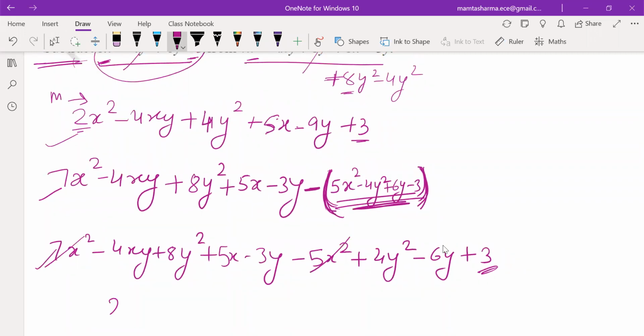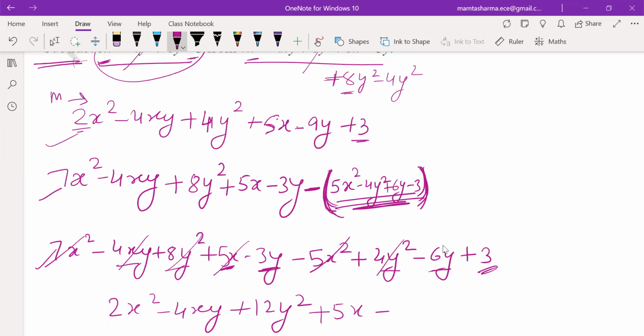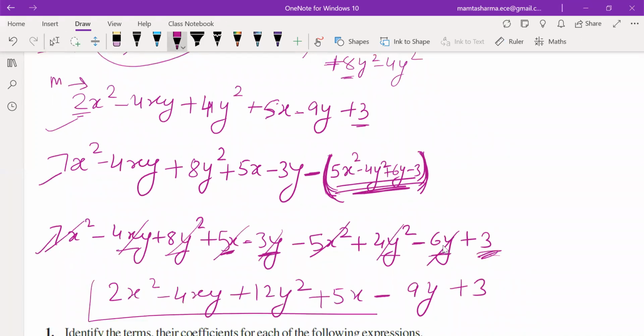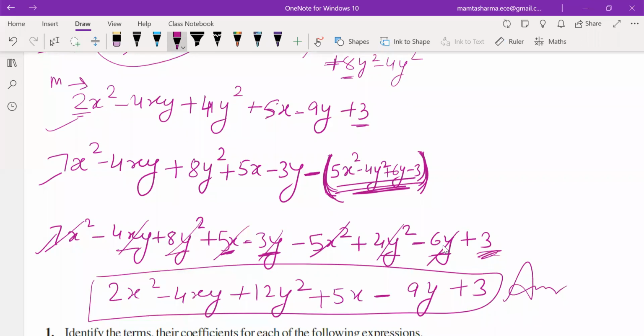7x square minus 5x square, 2x square. 4xy, no other like terms, so you can write this as it is. Like terms of y square: 8y square plus 4y square, 12y square. Now 5x, no like terms, so you could write 5x as it is. Minus 3y, like terms is minus 6xy. Since they both are in minus, minus would become plus, they will be added, but the sign of the larger number will come. So 6 plus 3, 9y. Okay, they will cut. Nothing is left, only 3 is constant, so you can write 3 as it is. So this would be your final answer.